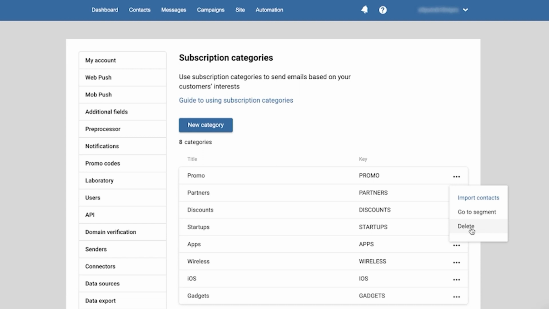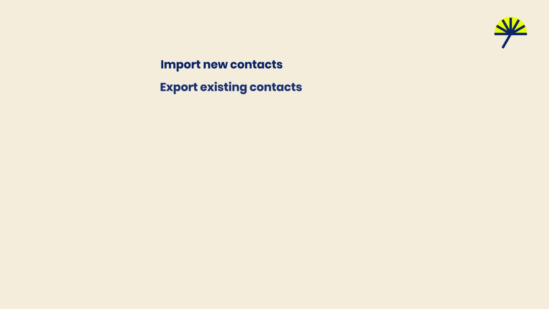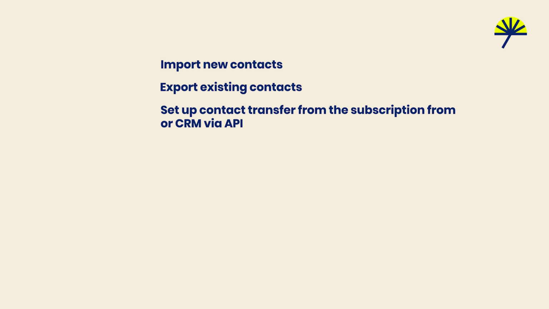You can add subscribers to the category in the following ways: import new contacts, export existing contacts, or set up contact transfer from the subscription form or CRM via API. A contact can be added to the category only one time. Same contacts added to one category via different methods are not duplicated.